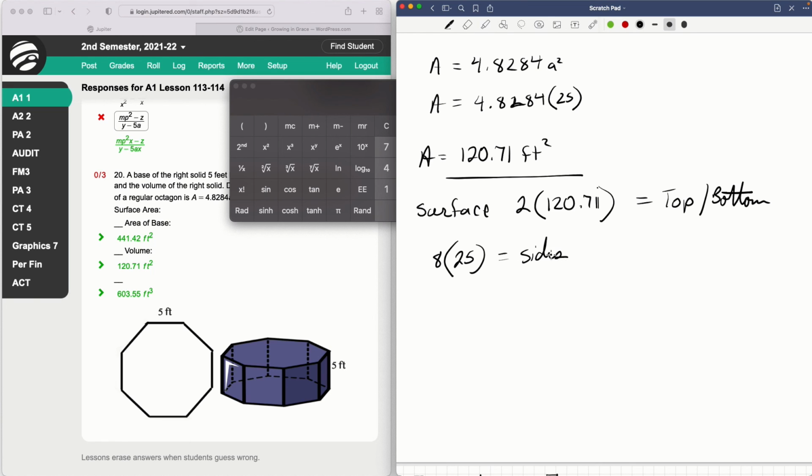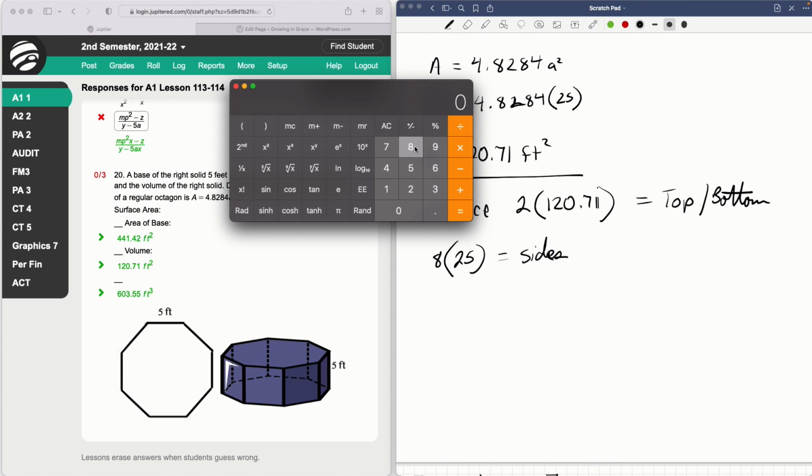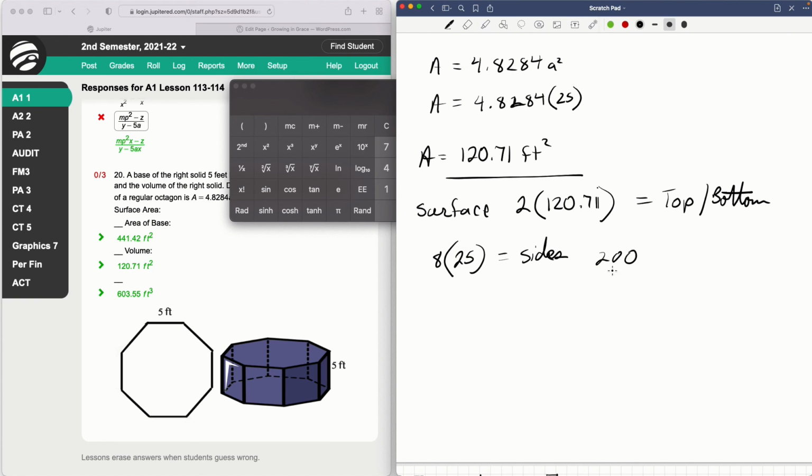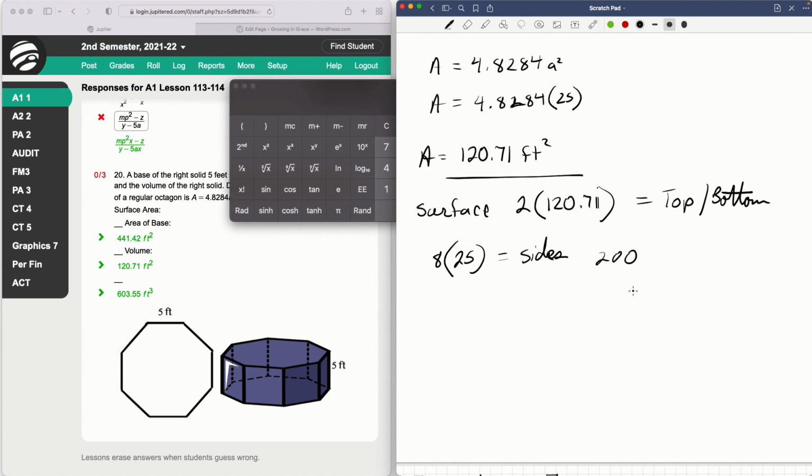Right? So it's just a little thought process, just a little logic you had to go through. So when we do that, we get 8 times 25 is 200. So 200 for that. And then 2 times 120.71 plus the 200 around the sides equals 441.42. So the surface area equals 441.42 feet squared. Okay, so that was that.